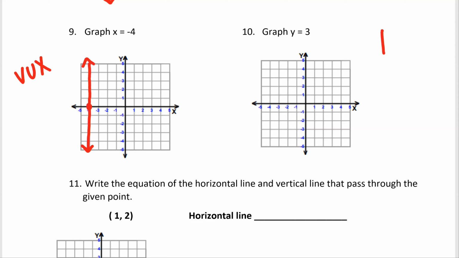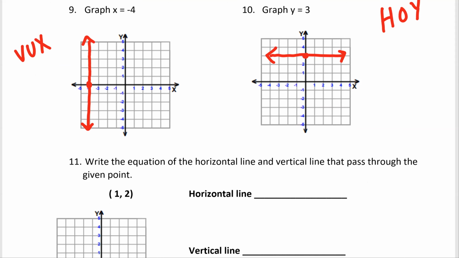Y equals 3, think of hoz, horizontal line, slope of 0, and y is equal to 3. Go to 3 on the y-axis and draw your horizontal line.